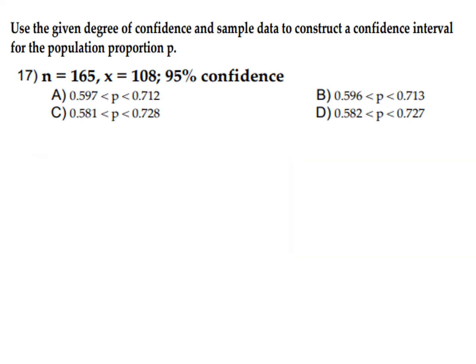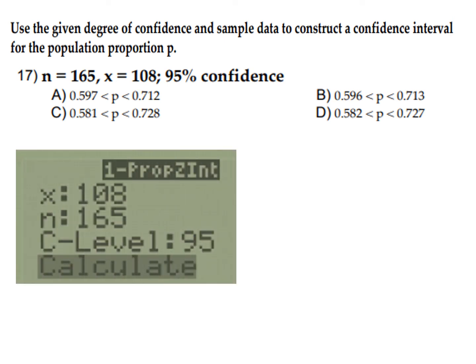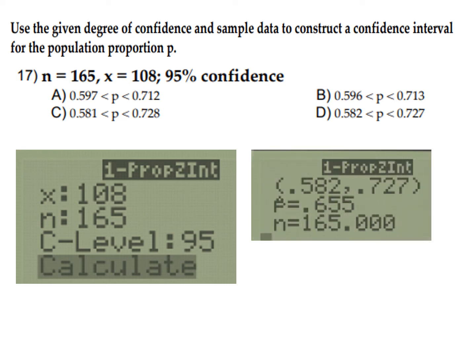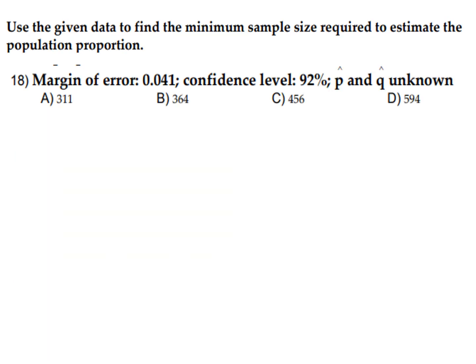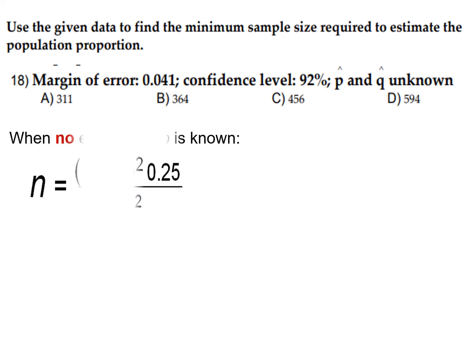Construct a confidence interval, same idea. Stat, test, arrow down to letter A, 1-PropZInt. Once again, it requires 3 values. You're given the 3 values. Simple enough to put those numbers into the correct spot. Hit calculate and correct to 3 decimal places. Spot on, 0.582 to 0.727. Spot on, letter D.